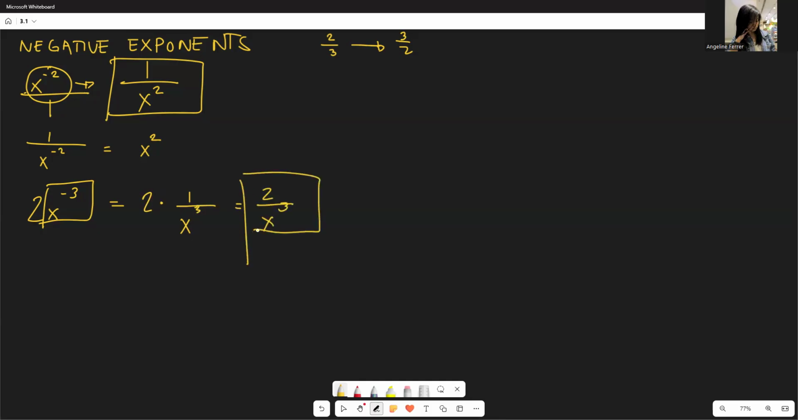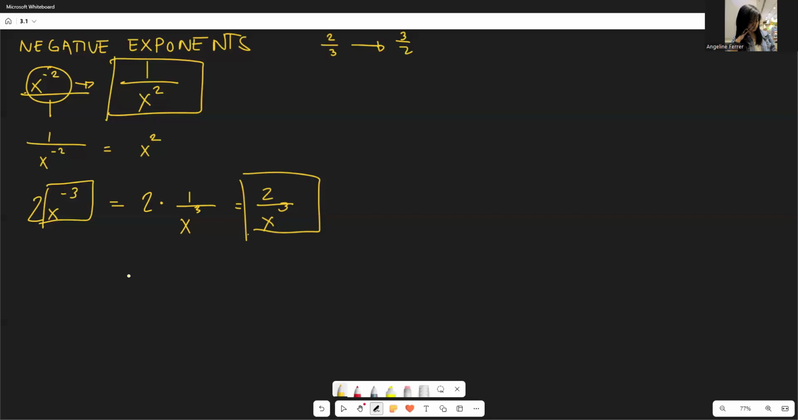So basically, you just put it on the other side. That's like the shortcut. So if it has a negative exponent, then you just put it on the other side. If it's on the top, you put it to the bottom. If it's at the bottom, you put it on the top.